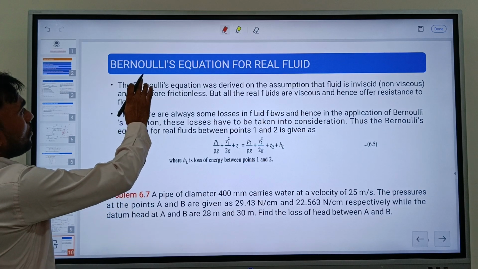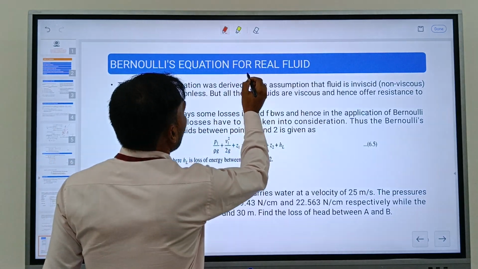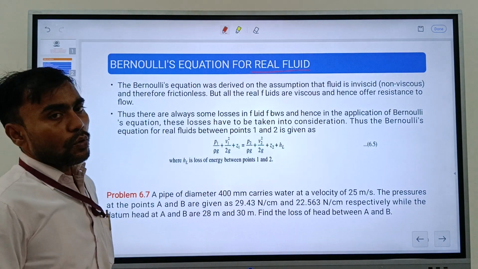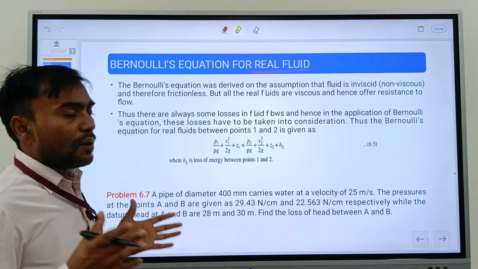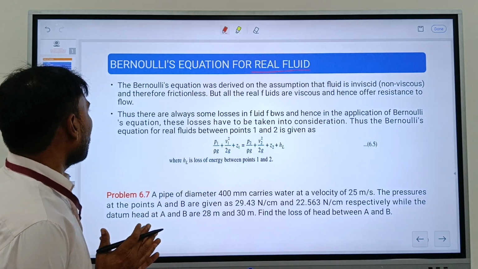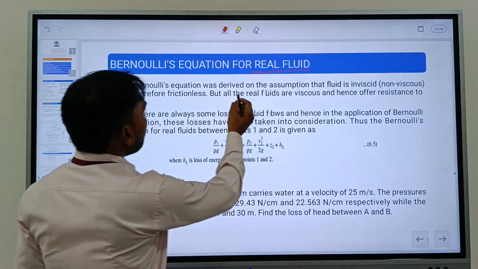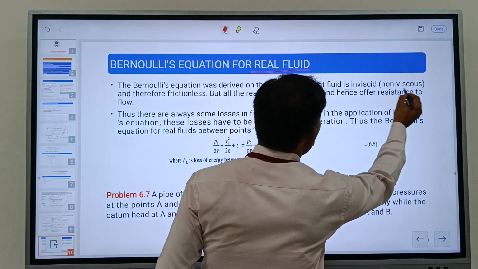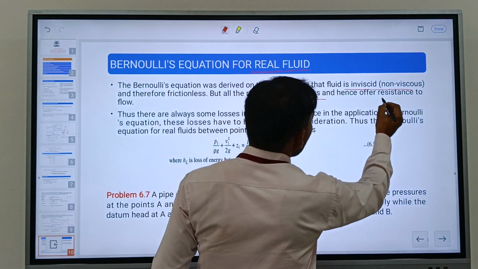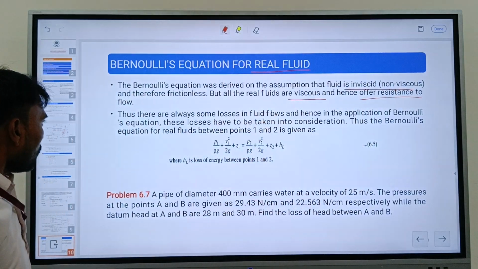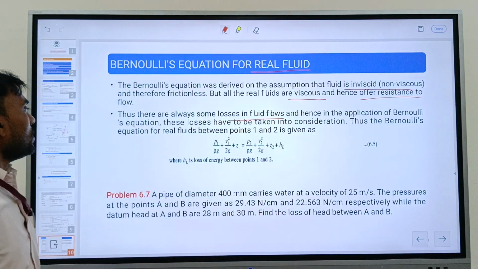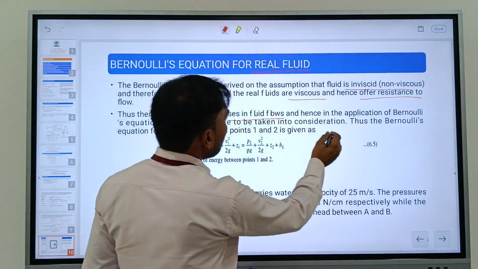Now what will be the equation for the Bernoulli equation in case the fluid is real? In the case of real fluid, there is no incompressible fluid, means all the fluids are compressible, and in that case density does not remain constant. Okay, so let us discuss. In the Bernoulli equation, as we derived, the assumption was that the fluid is inviscid, that is non-viscous, and therefore frictionless. But all the real fluids are viscous and hence offer resistance to flow. So there are always some losses in fluid flows, and hence in the application of Bernoulli's equation, these losses have to be taken into consideration.